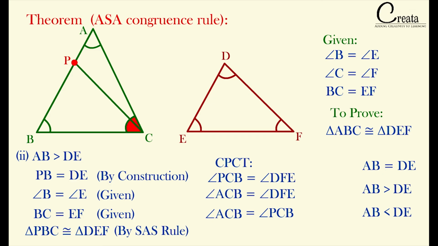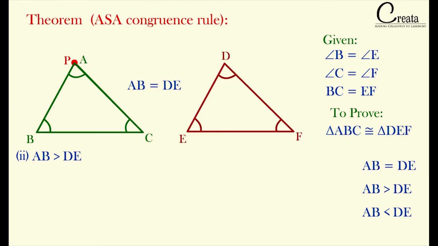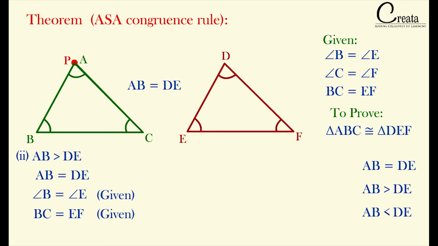Is this possible? Visually, this is not possible. It is looking something incorrect. But this can be possible only if point P coincides with point A. That is, both the points are at the same point. Means point A and point P are the same. So we got AB is equal to DE. So by the SAS axiom, triangle ABC is congruent to triangle DEF. So in the second case, we got both the triangles as congruent.